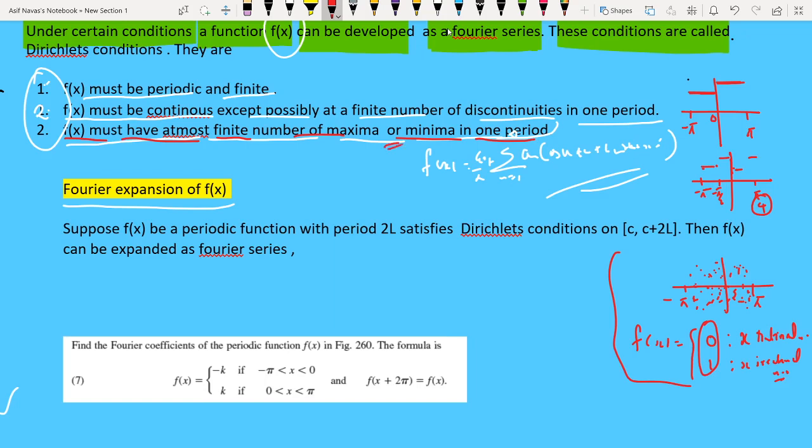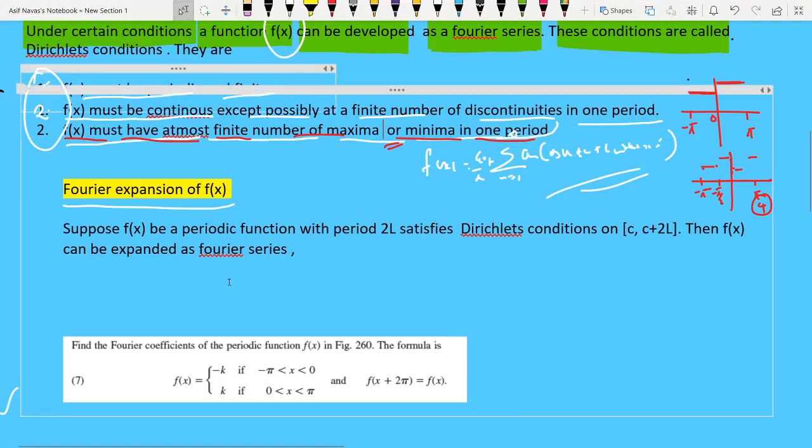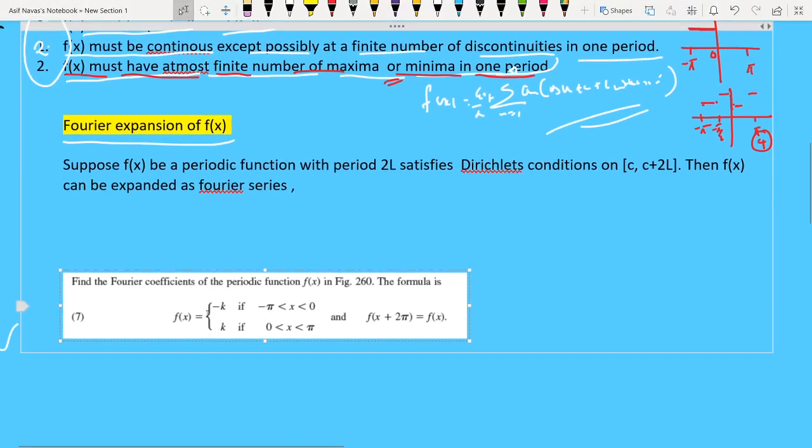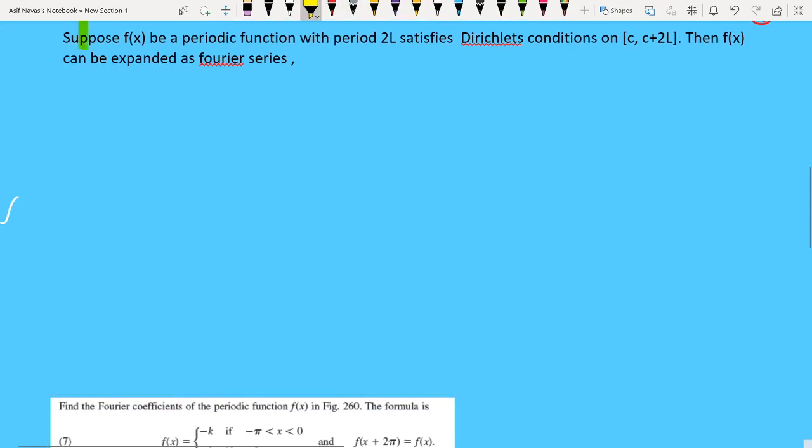Now we will define what the Fourier series expansion is, and I will define how to find the constants a0, a1, etc. Suppose f of x is a periodic function with period 2L. It means the given period is 2L. It satisfies the Dirichlet conditions on the interval c, c plus 2L.